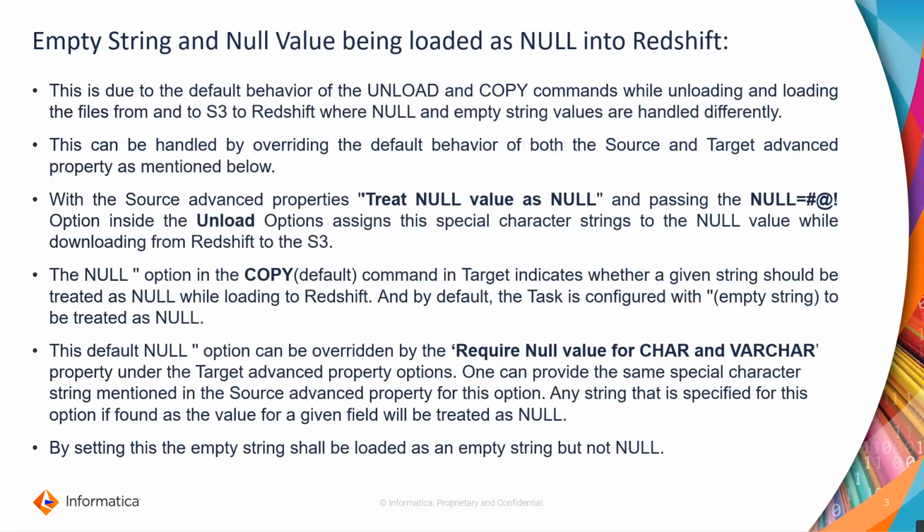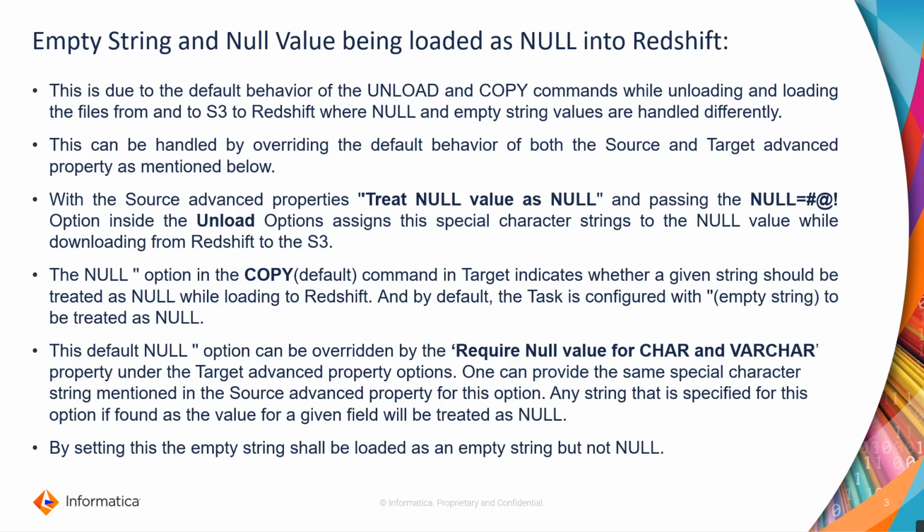Currently, empty string and null values are loaded as null into Redshift when we use the Redshift V2 connector. This is the default behavior of the unload and copy commands in Redshift while we unload and load the data from and to S3 to Redshift, where null and empty string values are handled differently. This can be handled by overriding the default behavior of both the source and target advanced properties as mentioned below.